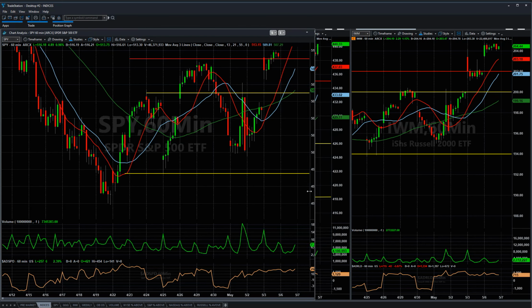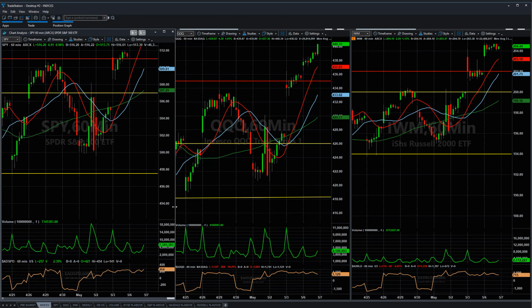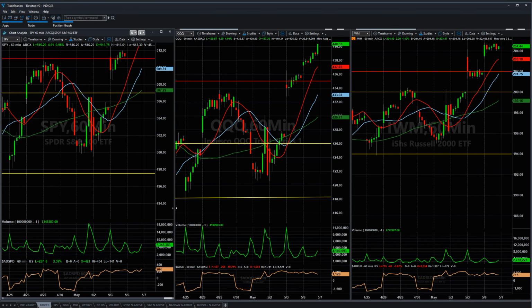If we don't take out leg 2, then something else is in the process of developing as well. This being leg 2 of the larger degree time frame counter trend rotation, which comes in right around, let's call it the 500 area. In the Qs, it's going to be this level right through here, about the 420.5 area. And then in the Russell, it's going to be this level right here, right around the 195 area also. So keep that in mind.